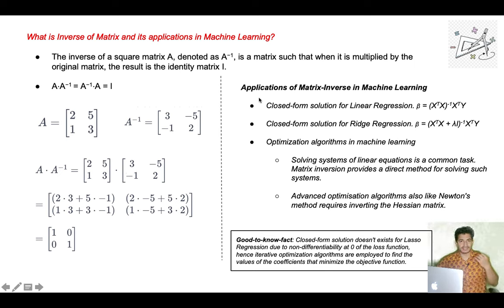And how is it helpful in machine learning? The applications of the matrix inverse in machine learning are huge. The closed form solution of linear regression is (X transpose X) whole inverse times X transpose Y, where X is the feature matrix. So you can see that we need to calculate the inverse of X transpose X, right? Similarly, the closed form solution of ridge regression is (X transpose X plus lambda I) whole inverse times X transpose Y.